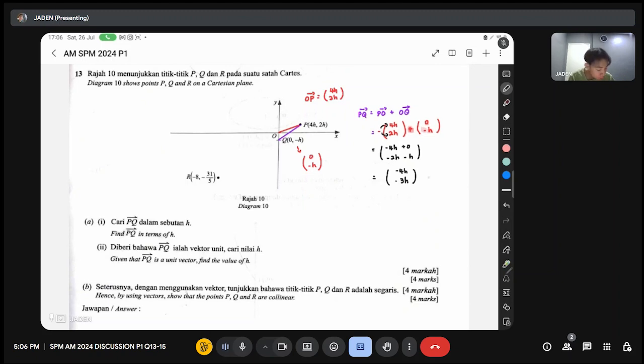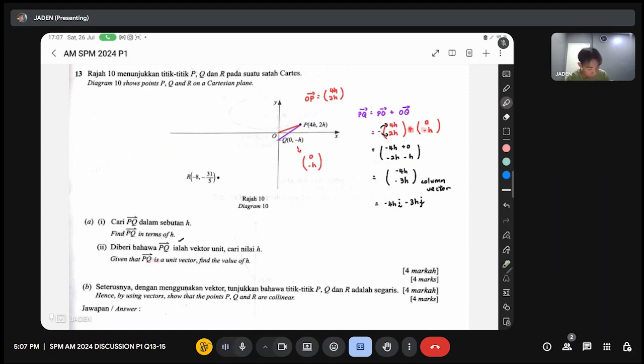Now, whatever we represent here is a column vector, and you can actually turn this into the normal vector writing form, which is negative 4h i minus 3h j. That is how you want to write it down as the answer. Of course, you want to make sure that your answer is in terms of h, because that is the requirement in our question A1. And let's go to A2.